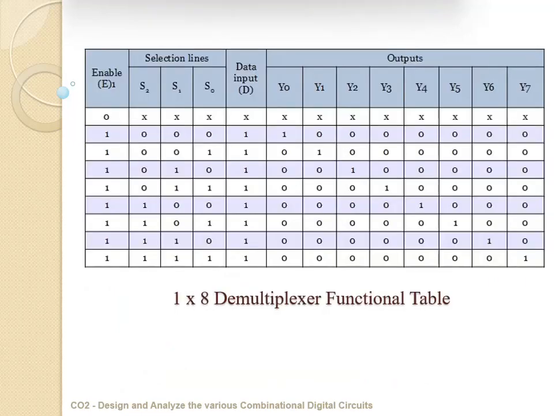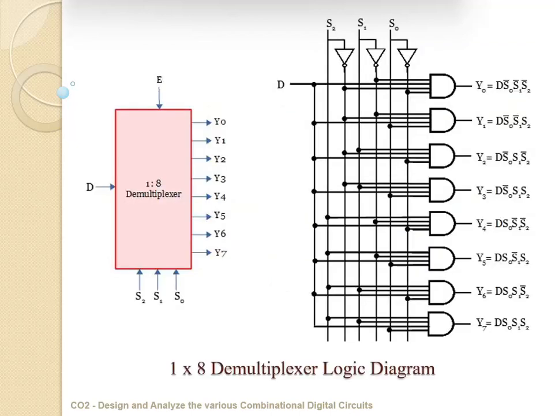So, the same way, you can go with the 1 cross 8 demultiplexer. With respect to the 1 cross 8 demultiplexer, you will have 3 select lines, so S2, S1 and S0. Based on the values of S2, S1 and S0, the input will be produced at Y0, Y1, Y2, Y3, Y4, Y5, Y6 and Y7. If 0, 0, 0, the input D will be produced at Y0. If it is 0, 0, 1, the input D will be produced at Y1. If it is 0, 1, 0, the input D will be produced at Y2. If it is 0, 1, 1, the input D will be produced at Y3.